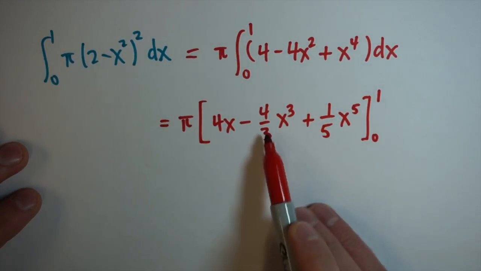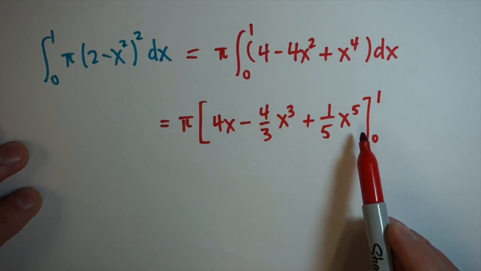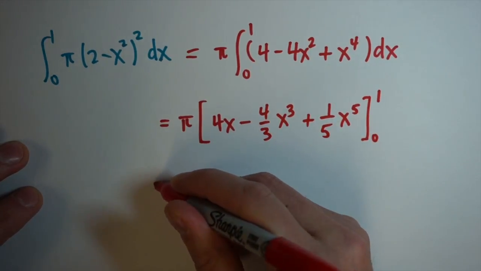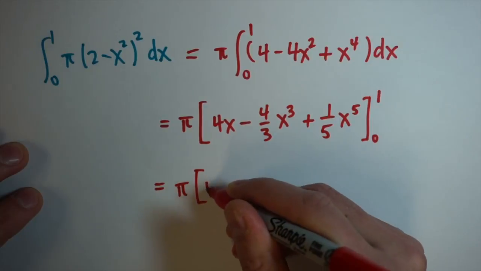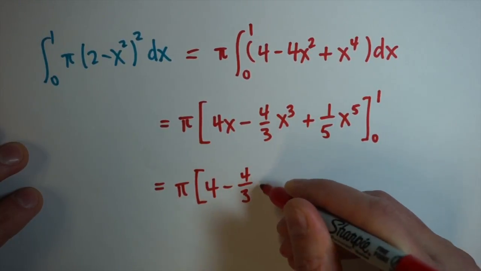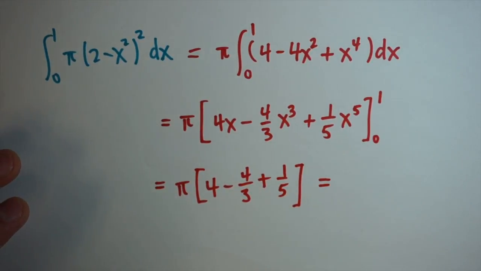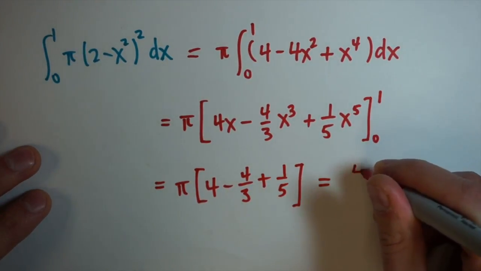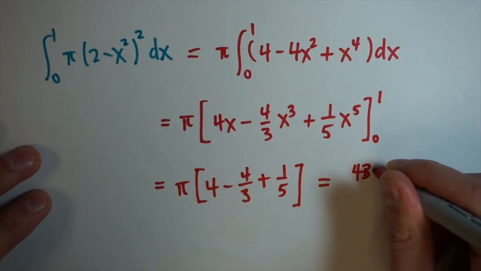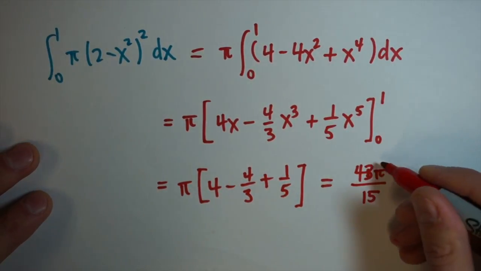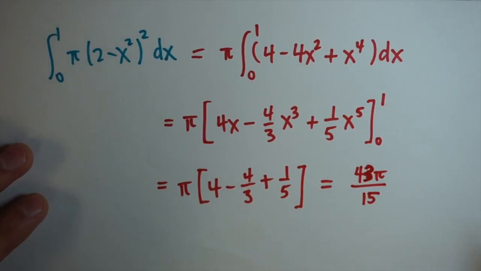When you plug in 0, you get 0. So all that's going to come from this is what happens when we plug in 1. And when you do plug in 1, you end up with pi times (4 minus 4/3 plus 1/5), which, after you simplify, get your common denominator, and combine things together, you end up with 43 pi over 15. And that is the exact volume of the region that we have.